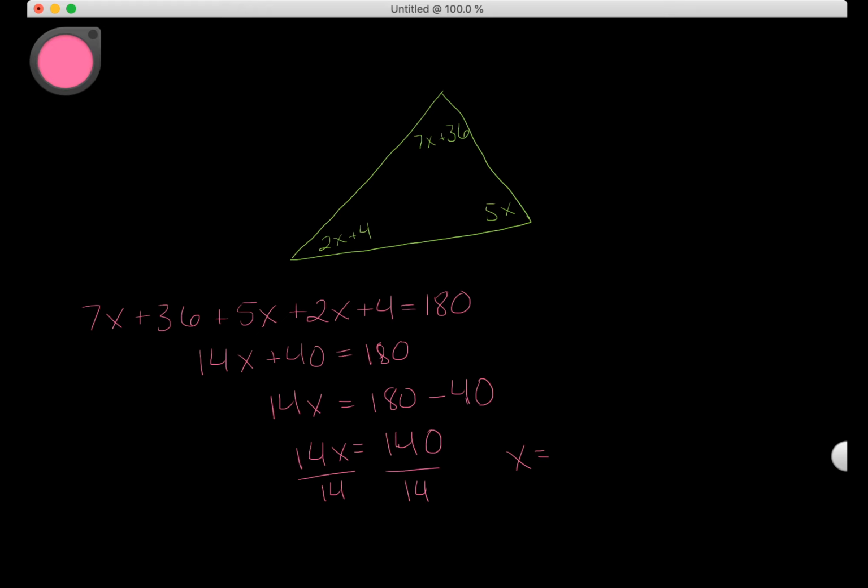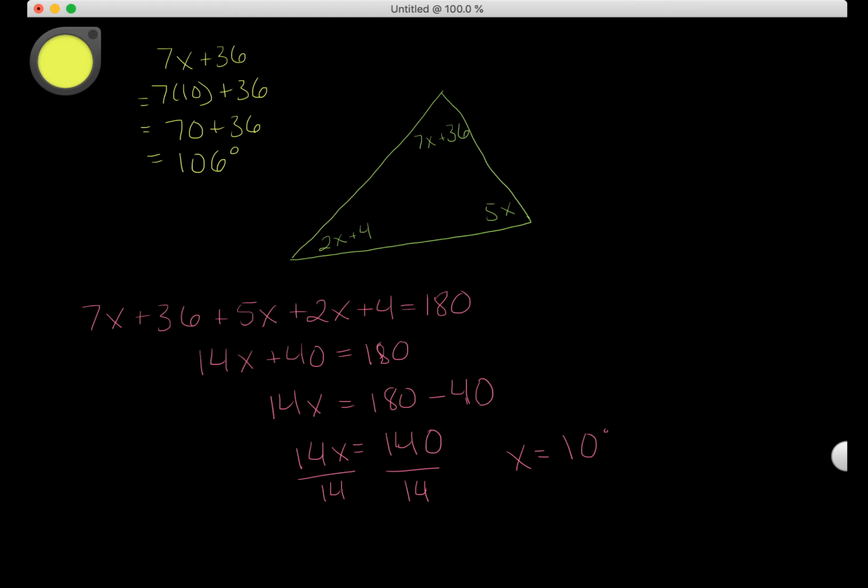How can we test this out? For each of these angles, we're going to plug in 10 for x and solve. The first one up here, we have 7x plus 36. So 7x plus 36 is going to be 7 times 10 plus 36. So that is 70 plus 36. This angle is 106. Okay, so this angle equals 106. That's that one right there.